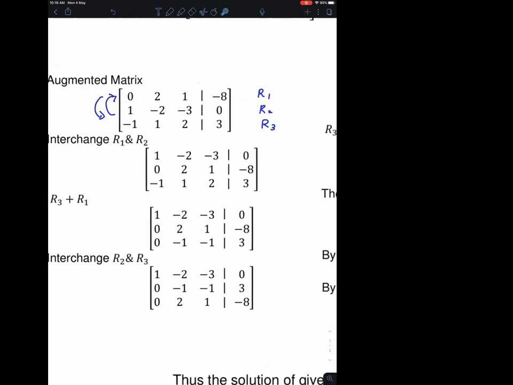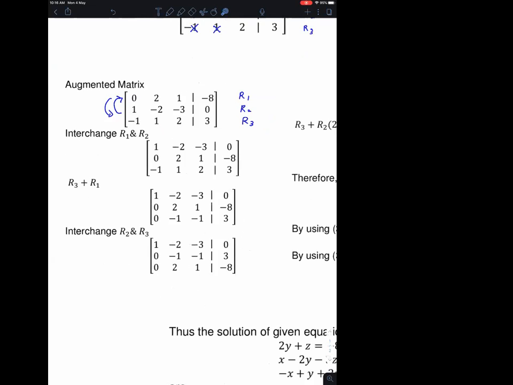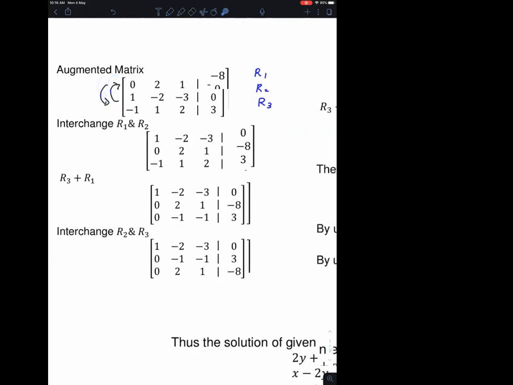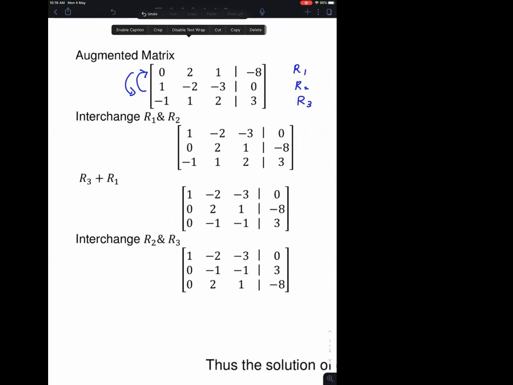So you can simply interchange rows in a matrix to do this operation. And then you also can add one row to another row. The next operation is you're going to add row 1 to row 3.